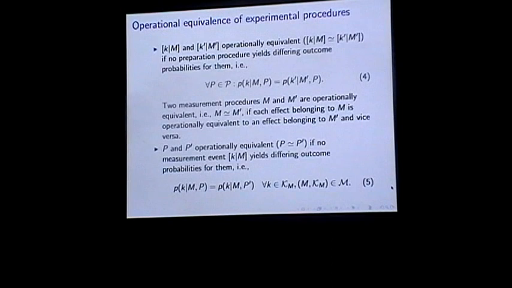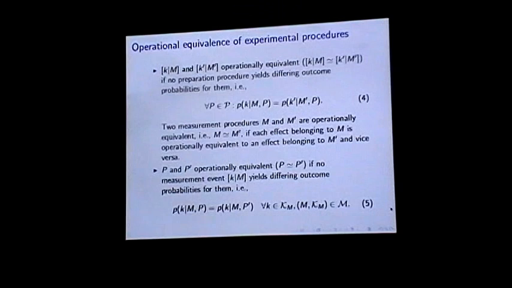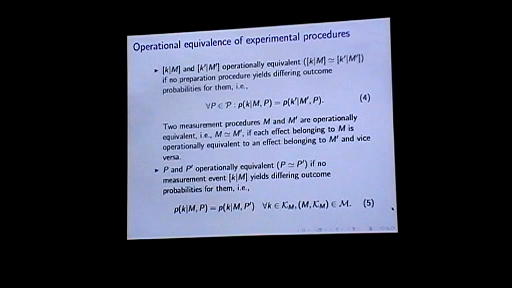I call two effects operationally equivalent if no preparation procedure yields different outcome probabilities for them. Which means there's no operational way to distinguish between these two effects. And therefore, they're operationally equivalent measurement events. Let me call them measurement events, because an effect is something you would think of as an operationally equivalent class of events. So two measurement procedures we call operationally equivalent when their effects are in one-to-one correspondence with respect to operational equivalence. And two preparation procedures are operationally equivalent if there exists no measurement event which can give different outcome probabilities for them.